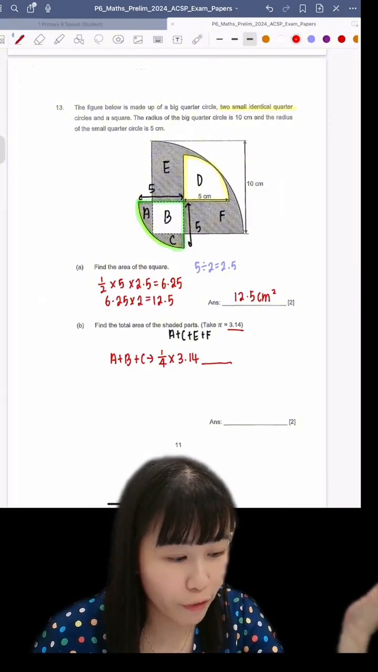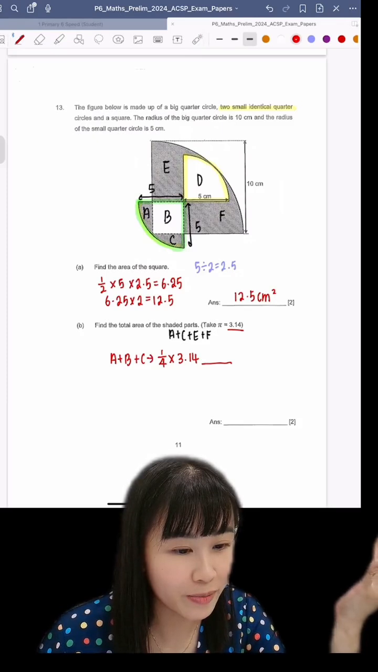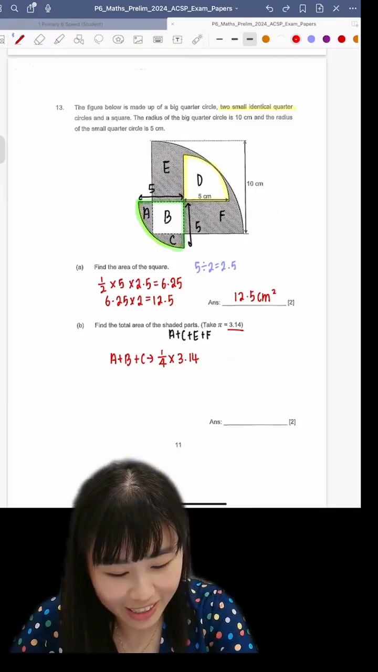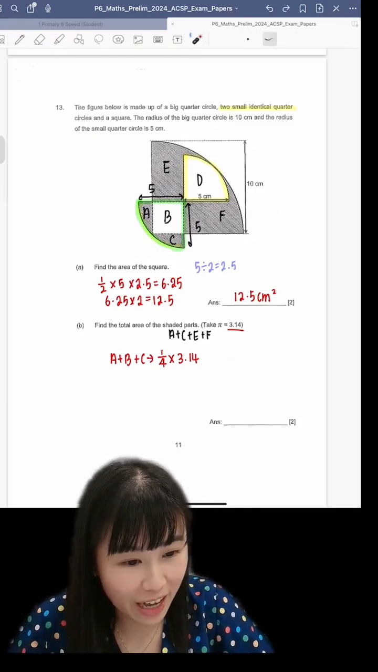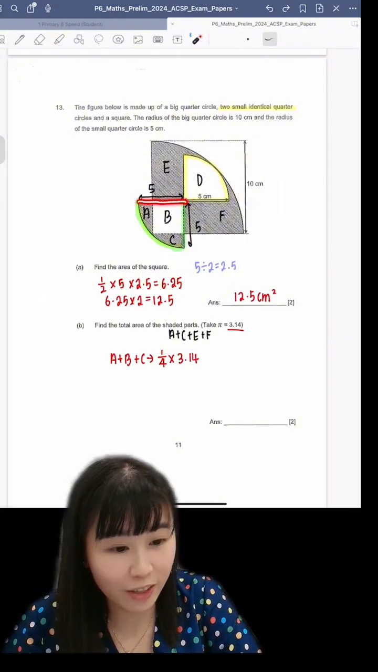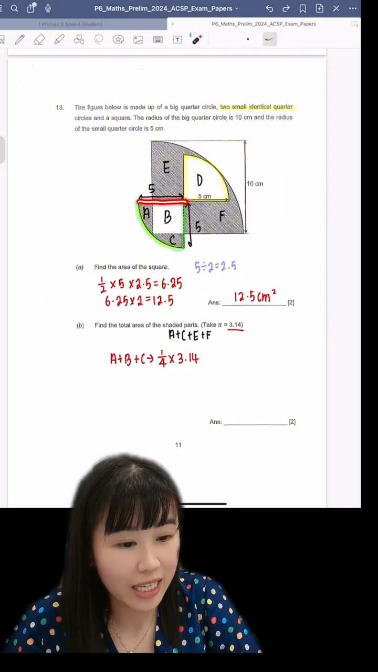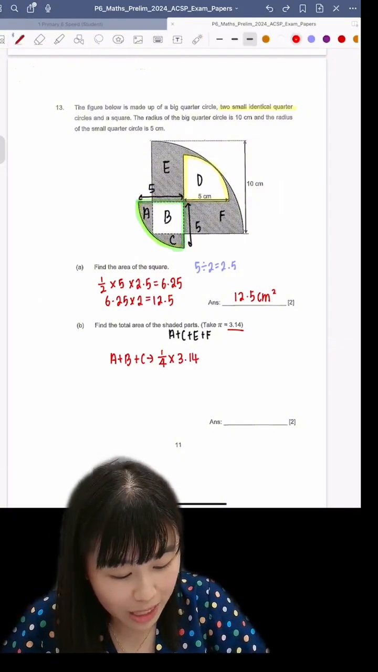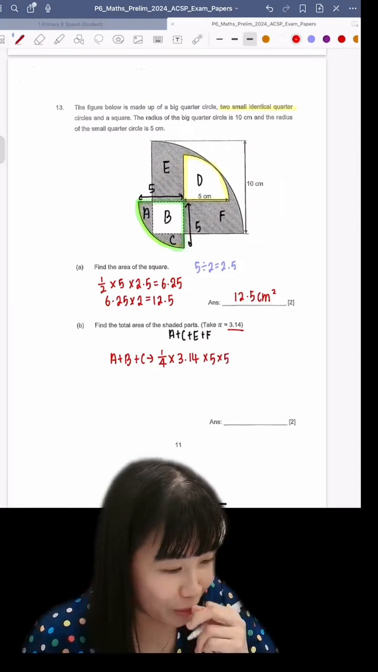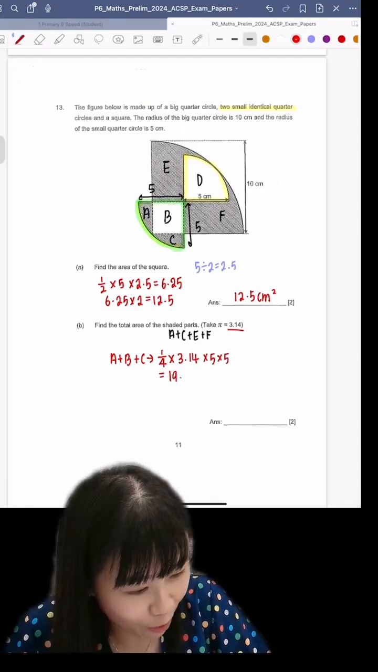Times 2.5 times 2.5. Not really. Times radius. What is your radius? Look at this. What is your radius? Can you see it's 5? So it's times 5. Okay, not times 2.5, times 2.5. Okay, but thank you for trying though.